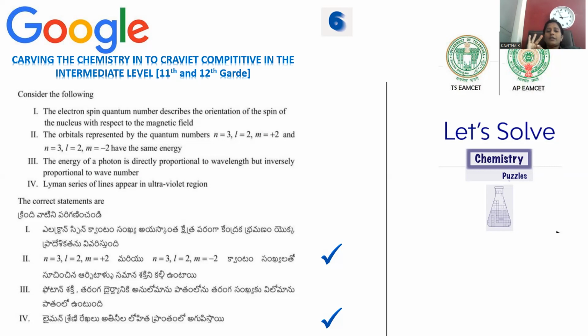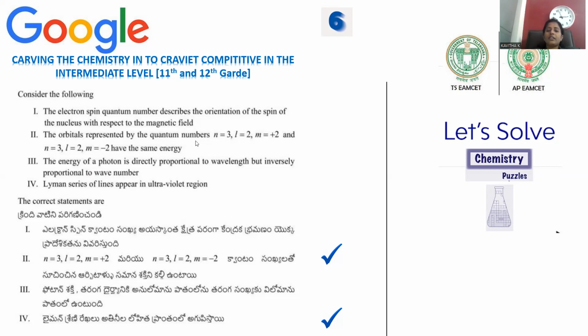One is called the principal quantum number. Second is called the azimuthal quantum number. Third is called the magnetic quantum number. Fourth is called the spin quantum number. Among these 4, the spin quantum number is specific for the rotation of the electron around the nucleus. Okay, they are saying orientation of the nucleus with respect to the magnetic field. This is the wrong description.